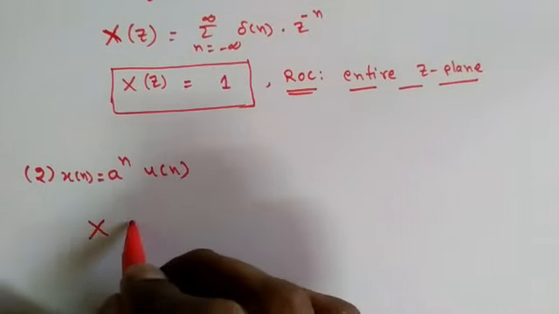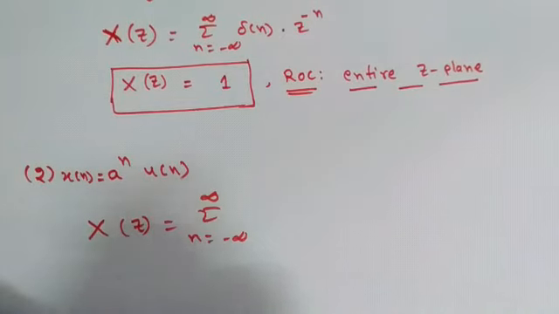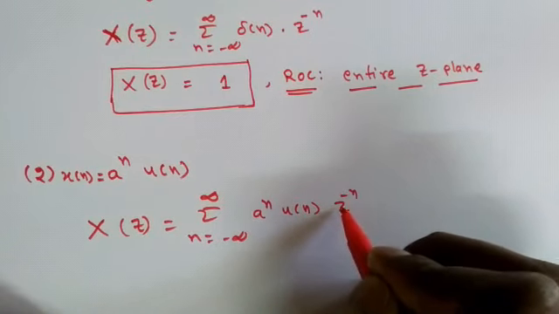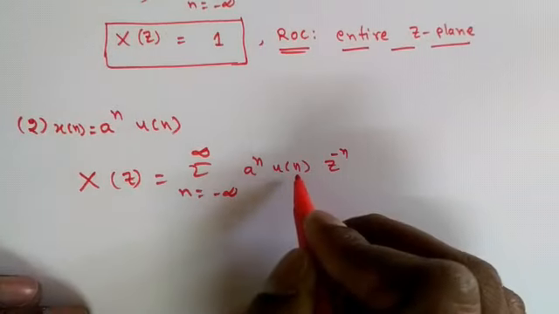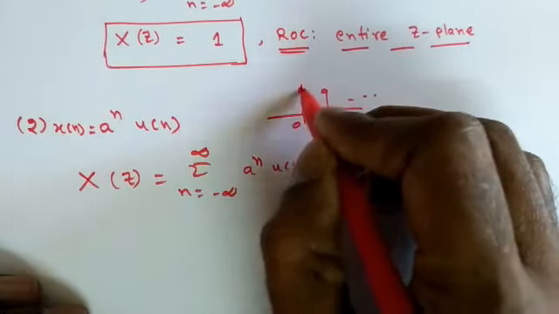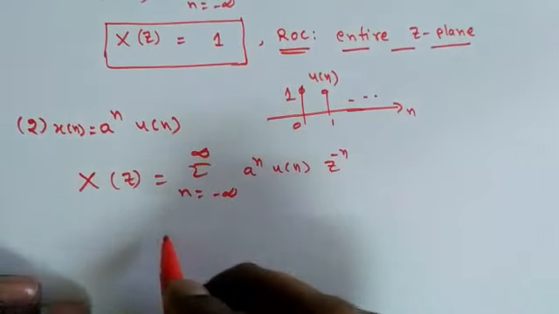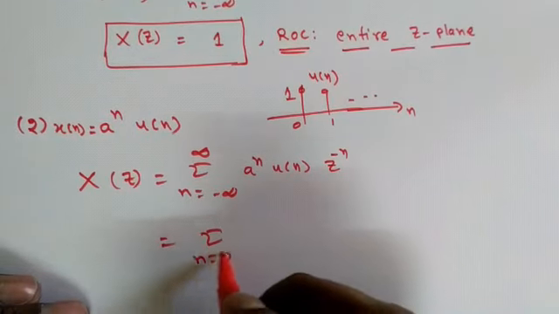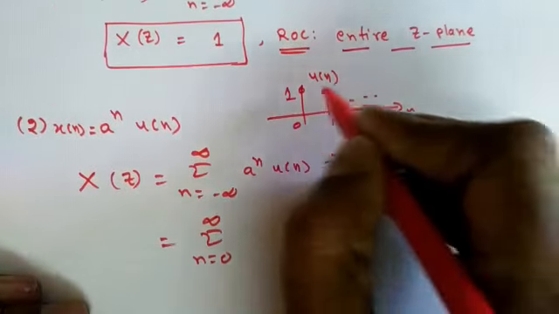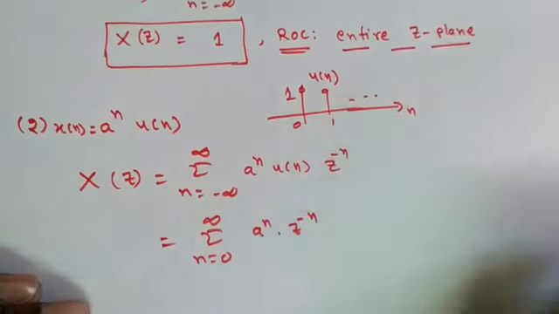Now x of z is equal to, what is the formula? The sum for n equal to minus infinity to infinity of x of n, where x of n is a power n u of n, and z power minus n. Now what is u of n? u of n will start from 0, then 1, and so on, with amplitude 1. This is the u of n. So the limits for this summation become n equal to 0 to infinity. We get this multiplied with a power n, which is actually a decaying function. So it becomes a power n into z power minus n.